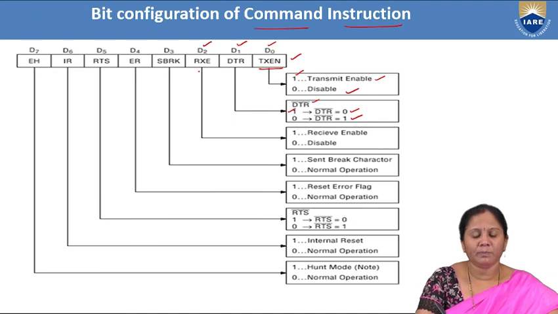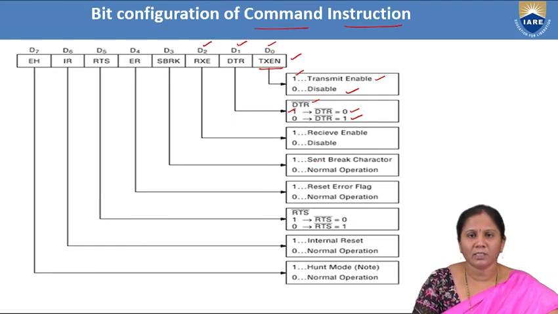And here the D2 bit represents RXE. RXE means receiver enable. If that bit is set to 1, it means the receiver is enabled. If it is set to 0, the receiver will be disabled. So here RXE represents receiver enable.